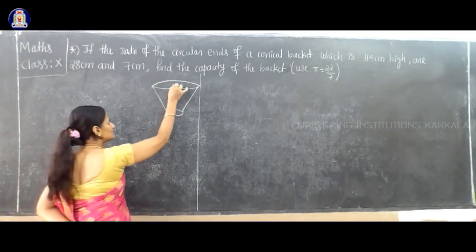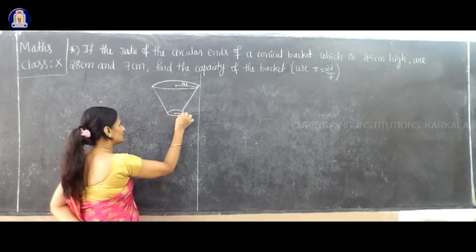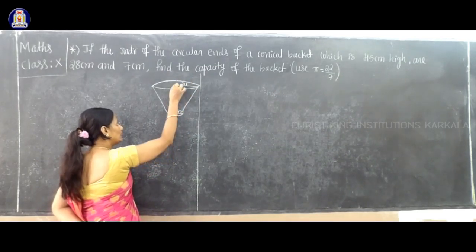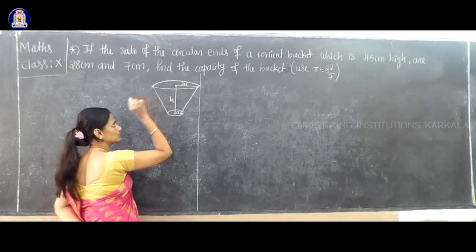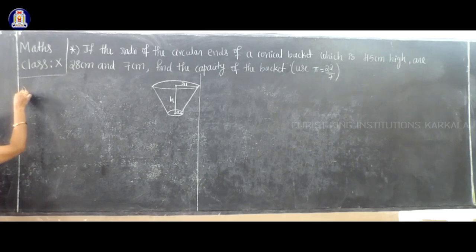In this, this is R1. Next, this is R2. This is H. Correct now? This is H. Now the answer. So how to write? Answer.